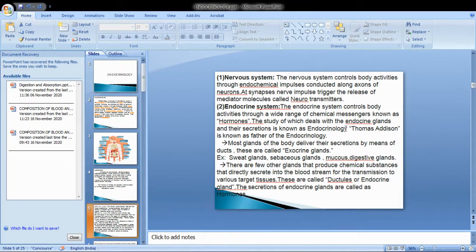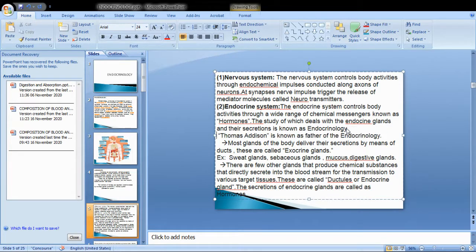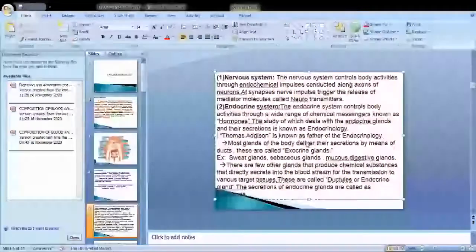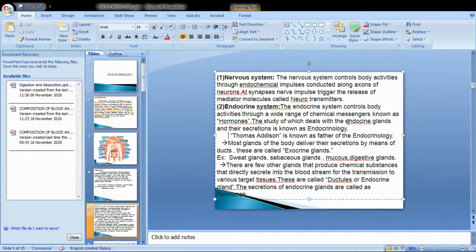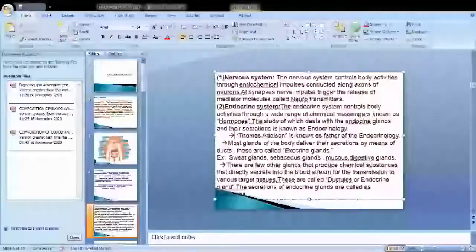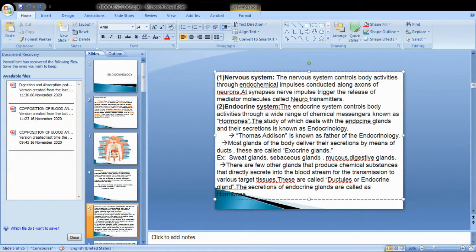Thomas Edison is known as the father of endocrinology. Most glands of the body deliver their secretions by means of ducts. These are called exocrine glands.